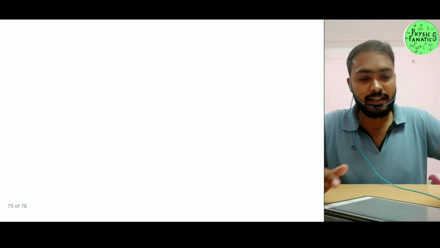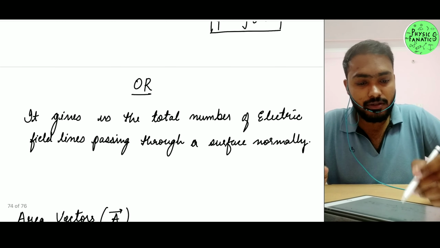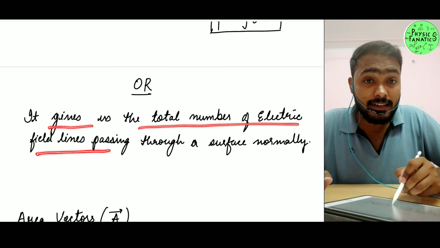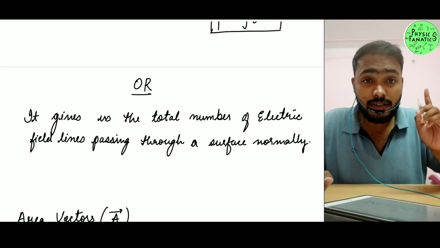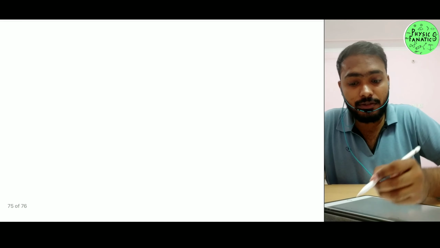Okay, great. So till now we know what electric flux is. Let's remember the definition. The definition was, it gives us the total number of electric field lines passing through a surface normally. Okay, great. Now remember that formula with you.